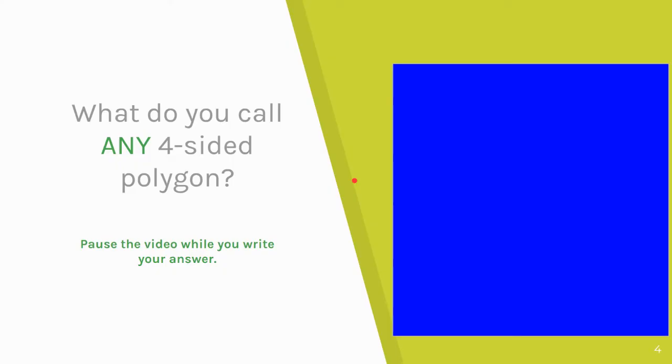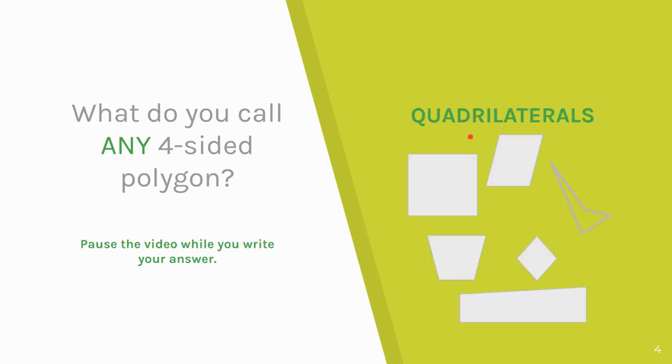The next one, what do you call any four-sided polygon? If you need to write or pause the video, go ahead. And it's okay if you don't have it spelled correctly. They're all called quadrilaterals. Take a look at all of these pictures. Every one of these pictures is a quadrilateral because it's a four-sided polygon or four-sided shape.